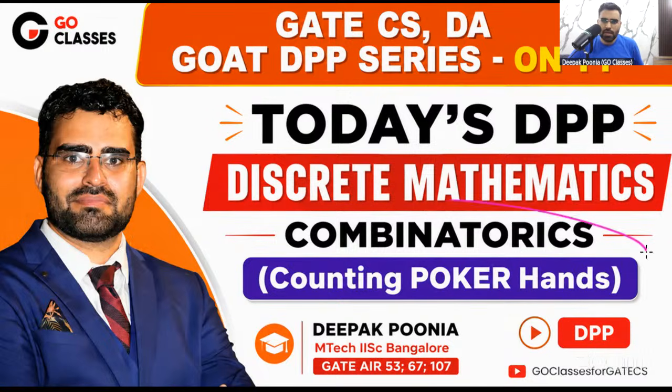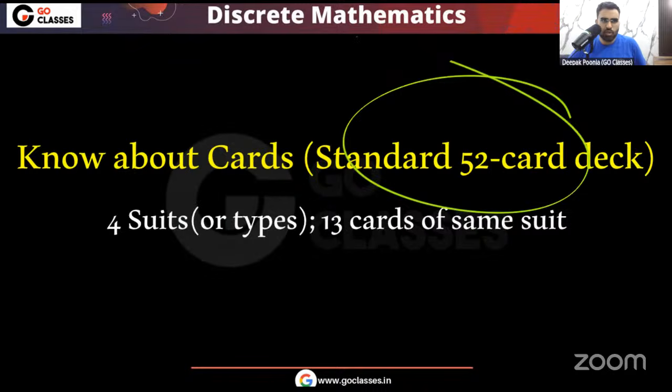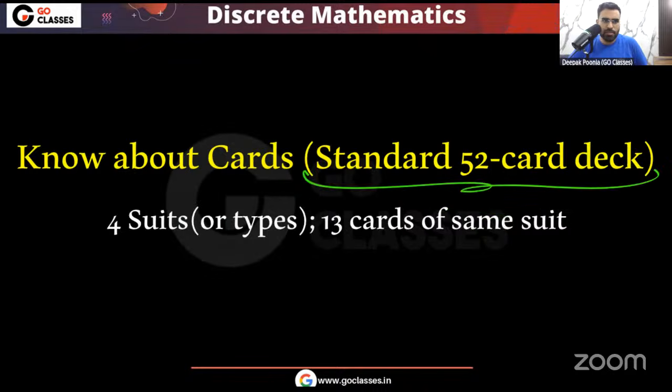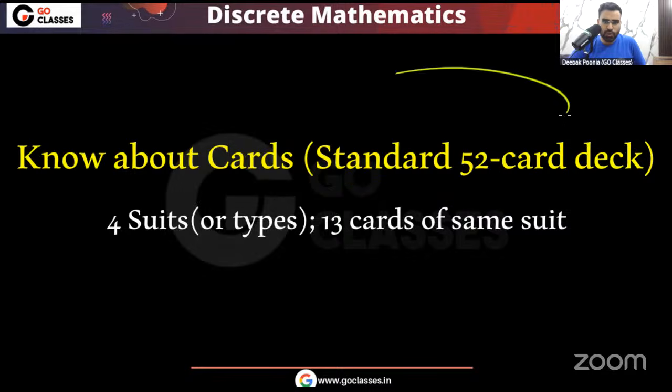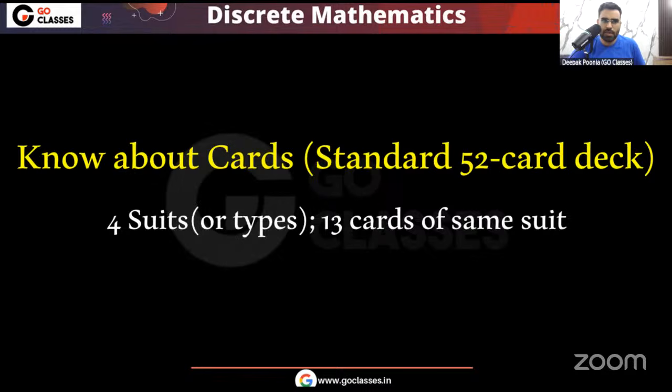Now we are going to discuss counting poker hands. Let's discuss these types of questions. But before that, let's know about the cards, the standard deck of 52 cards. Most of you already know about it, but let's revise it quickly. In the standard deck of 52 cards, in total we have 52 unique, 52 different cards. Ignore the joker and those cards. These 52 cards are divided into four types or four suits, and for every suit there are 13 cards.